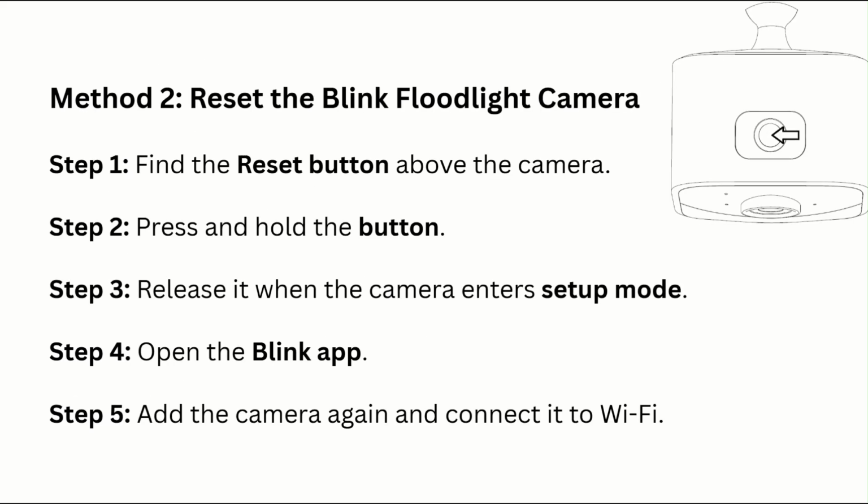Method 2. Reset the Blink Floodlight Camera. Step 1. Find the reset button above the camera. Step 2. Press and hold the button. Step 3. Release it when the camera enters setup mode.